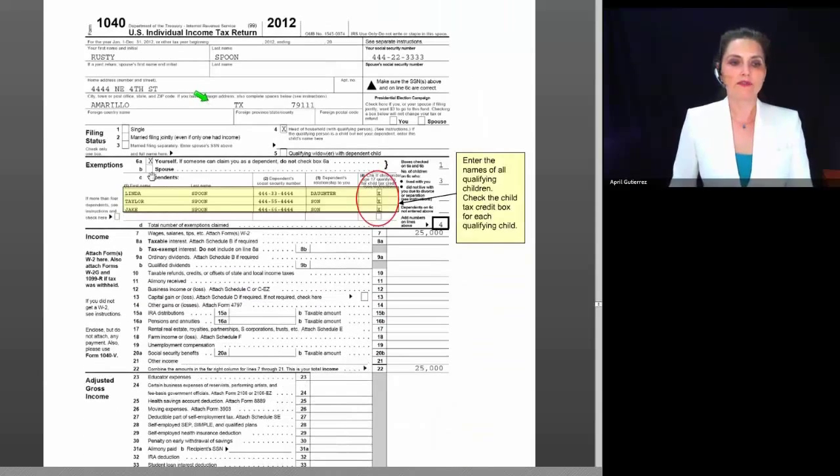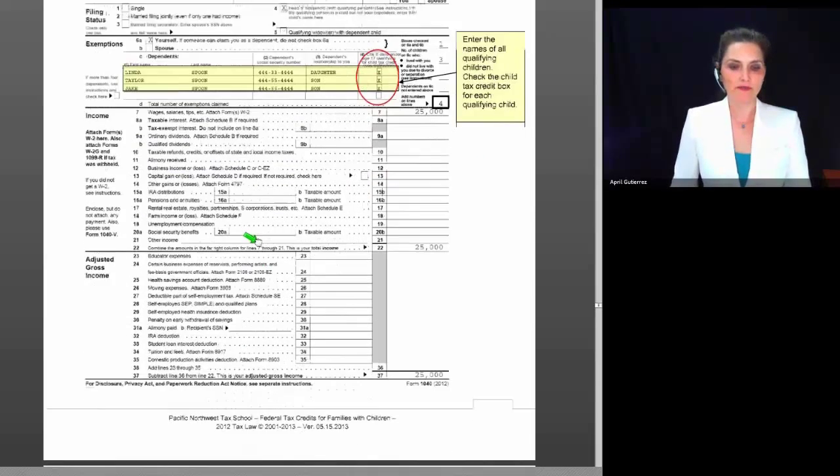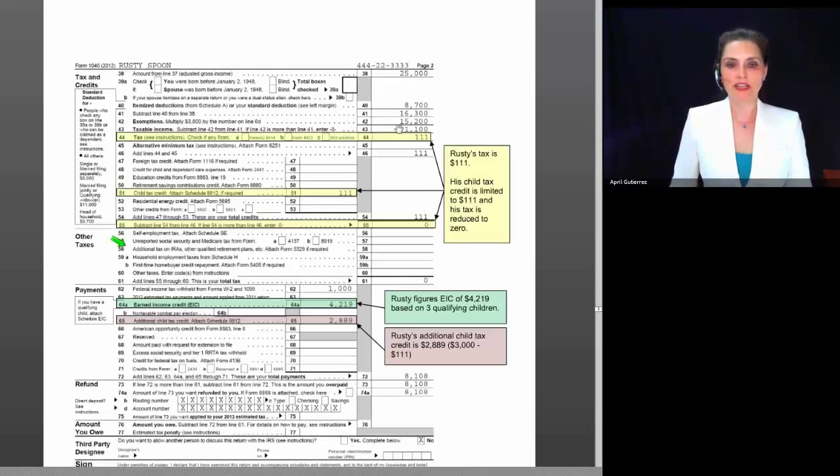Clearly, starting on the 1040, we have to list the names of each of the children he's claiming. We list his filing status as head of household. List the relationship of the children to him, and we can see the order of the children here is listed Linda, Taylor, and Jake. And we've checked the box to indicate that each of those is a qualifying child for purposes of the child tax credit. We list his W-2 income as $25,000, and then we move over to page 2 of the tax return.